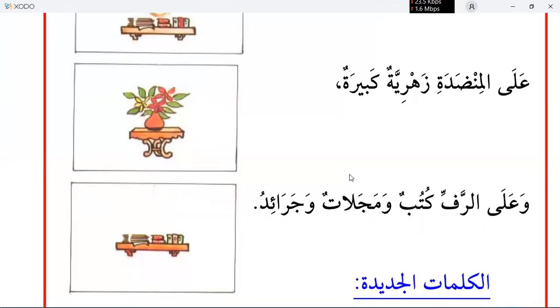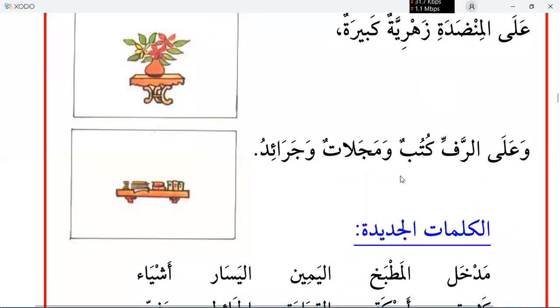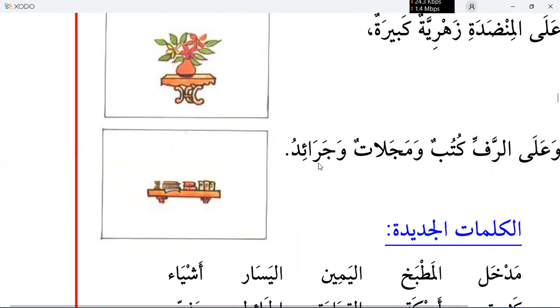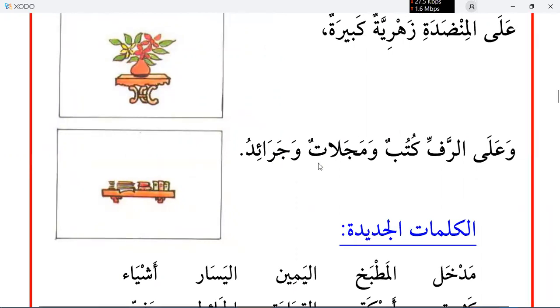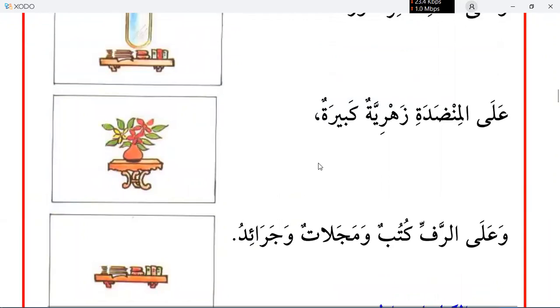على المنضدة, on the table. زهرية كبيرة, a large flower vase. على المنضدة زهرية كبيرة. On the table there is a large flower vase. وعلى الرف, and on the rack. كتب, books. ومجلات, and magazines. وجرائد, and the newspapers. وعلى الرف كتب ومجلات وجرائد. On the rack there are books and magazines and newspapers.